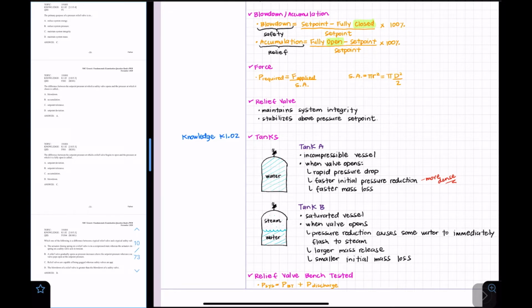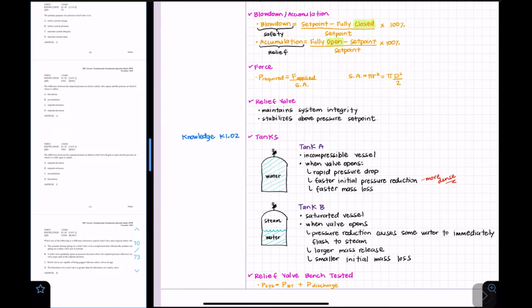So today we're going to take a look at 181001 valves, knowledge K1.02. We're going to talk about tanks. We're going to talk about relief valve bench tested. We're also going to go back and do a little bit of blowdown and accumulation exercises. In this section, we already know the concept, so it's not going to be too hard.